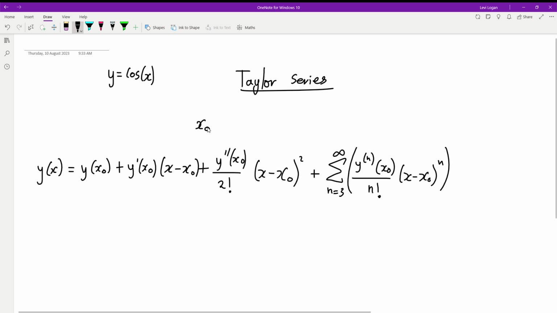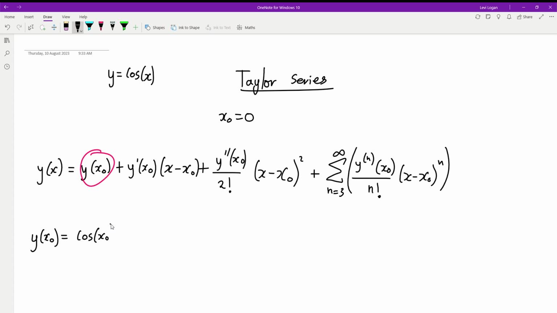As x sub 0 gets closer to 0, the more approximate you get. So for example, if we let x sub 0 just equal 0, let's find the Taylor series for cos x. So this here is just going to be cos x, so we'll label that. So y of x sub 0 is just going to be cos of x sub 0. Y dash of x sub 0: if you differentiate cos, it's just going to turn into negative sine, so it'll be negative sine x sub 0.